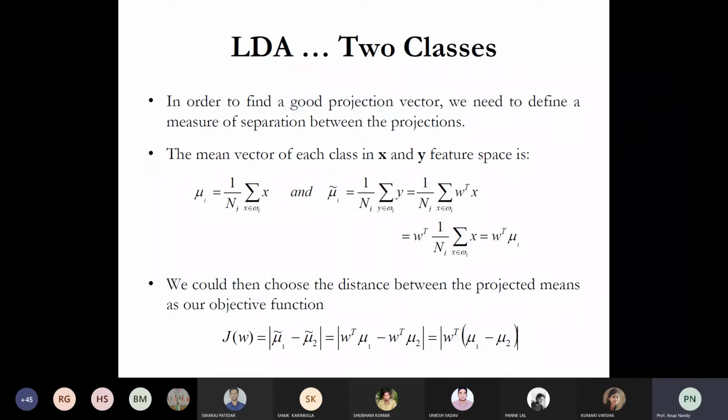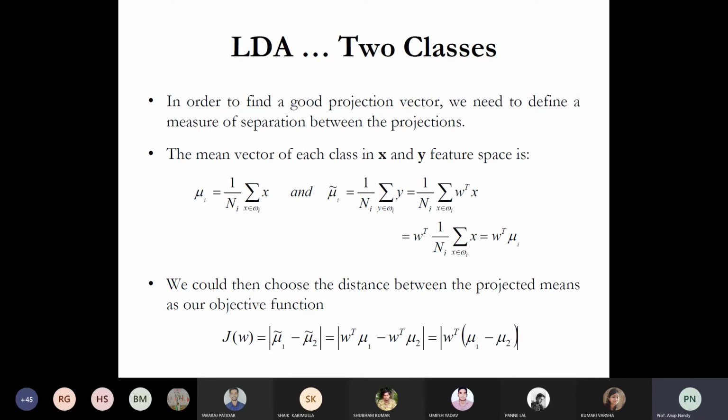X belongs to wi into x. So it is nothing but w transpose into mu i. Now it is just a rearrangement of the component. That's it. Now you could then choose the distance between, that is most important.